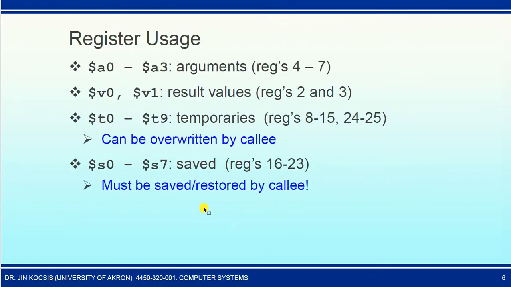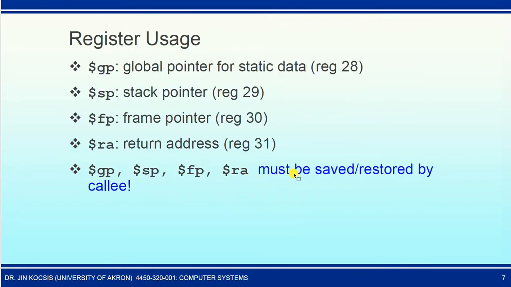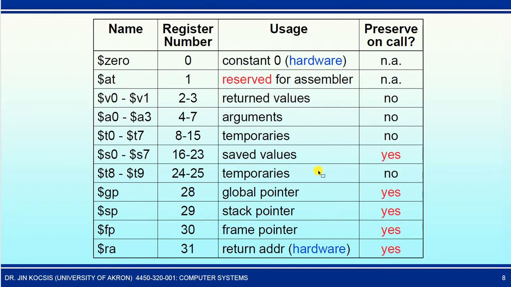So that's why here I say you have to save and restore, and here similarly to the global or system-wise registers, global pointer and stack pointer, frame pointer, and return address. You also need to do save and restore.